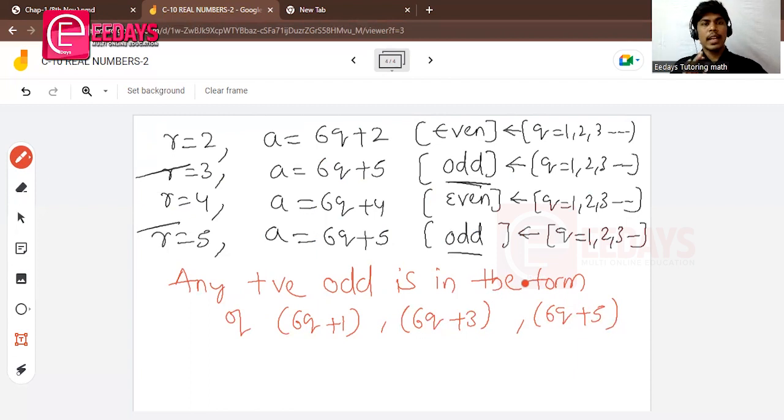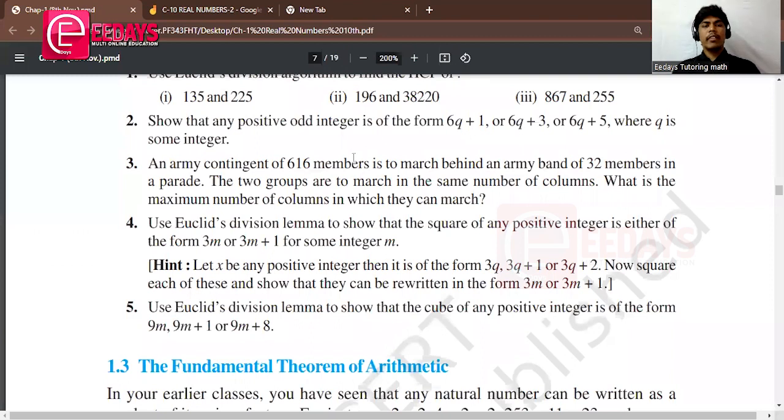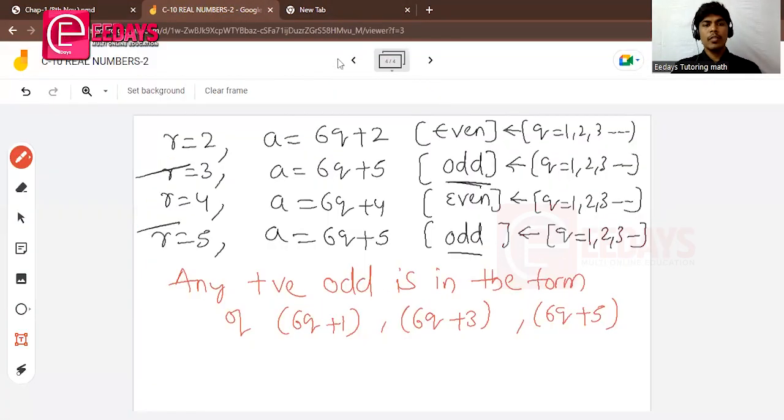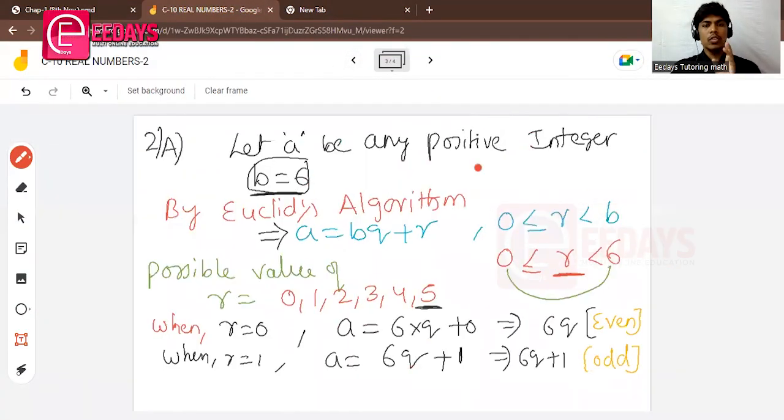I hope you guys understood, right? Where we started, the question they gave, we have to prove that positive odd integers are of this form, where q is some integer. That's why we started from here. Taking b is equal to 6 is important, guys. You just identify that. This condition step is really important: 0 less than or equal to r less than b.